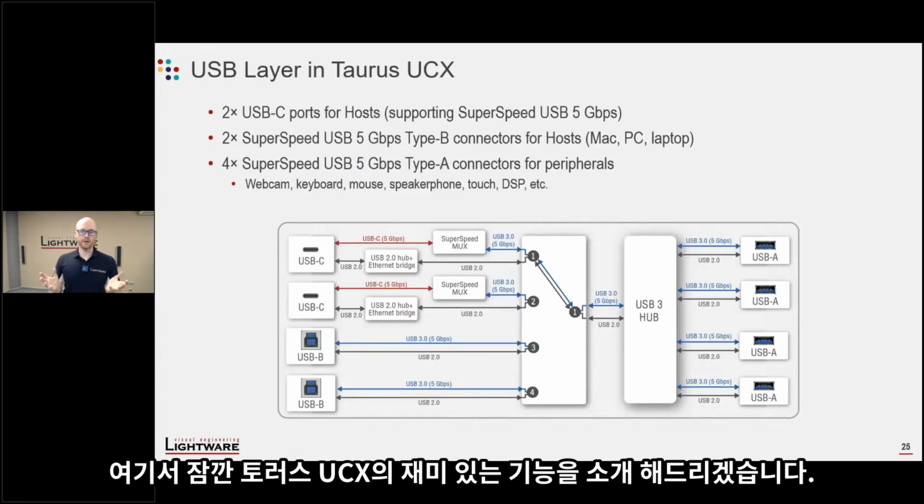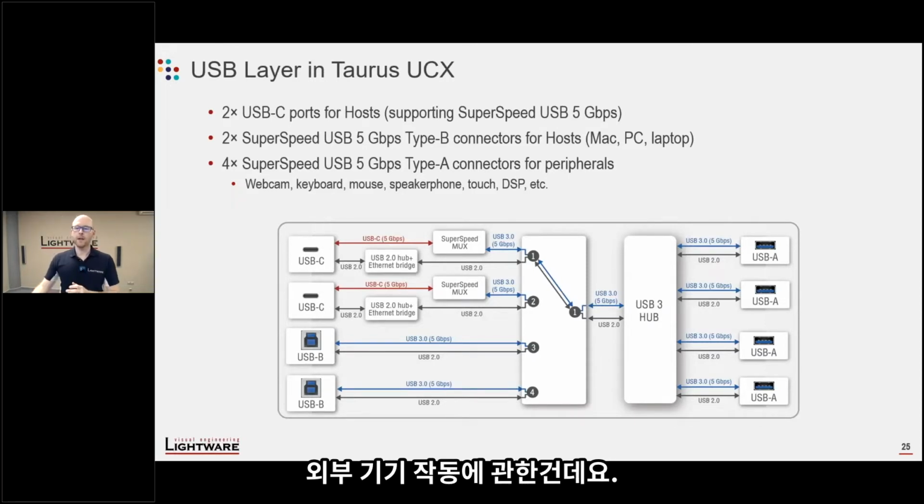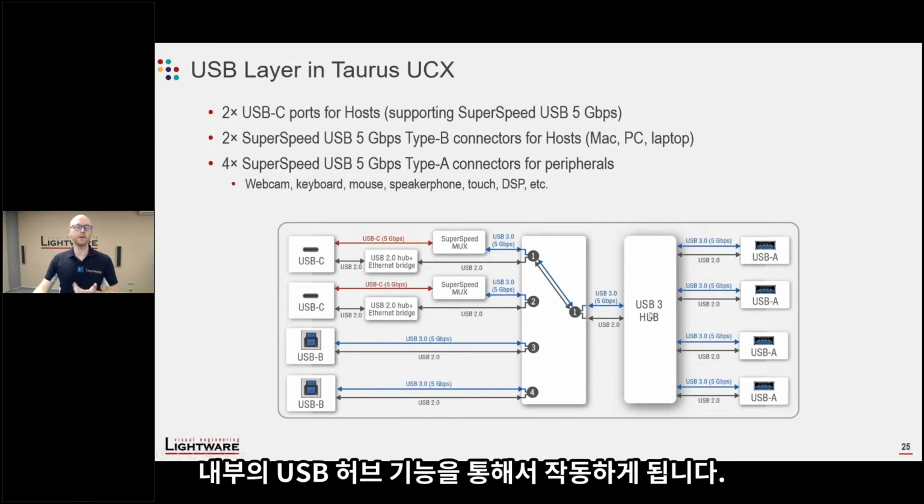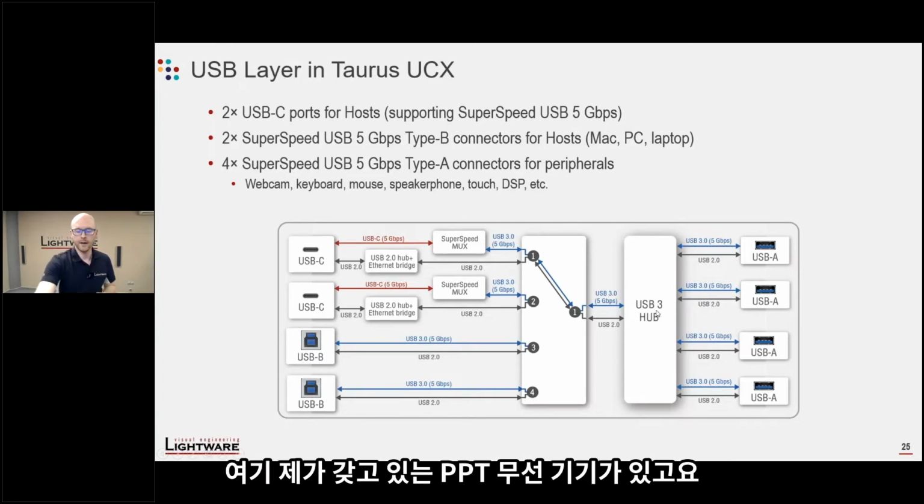And here comes the tricky part, or the specialty of Taurus UCX. Let's start at the peripheral side. So this is where you connect the keyboard, the mouse, and the webcam. These are the ports of an internal USB hub. I also have demonstration devices here.